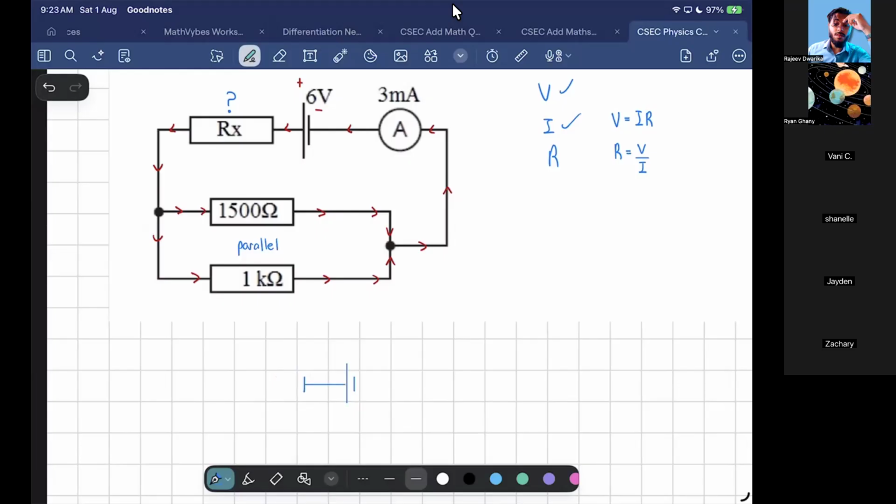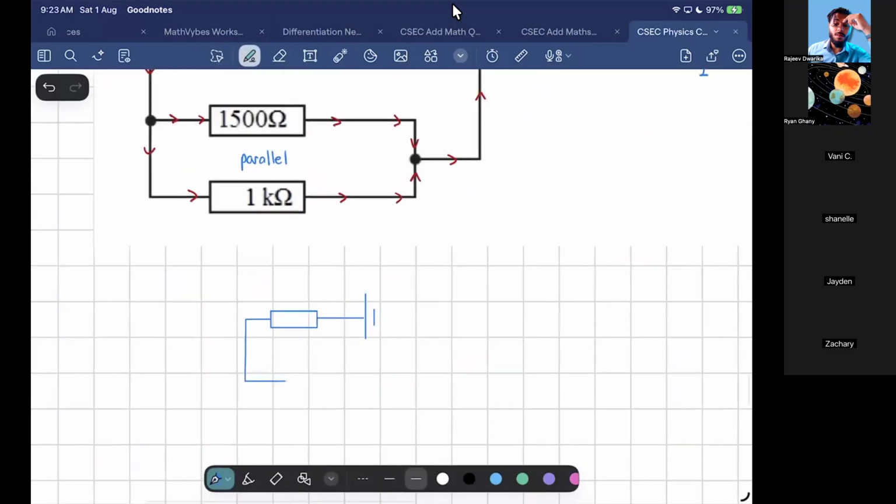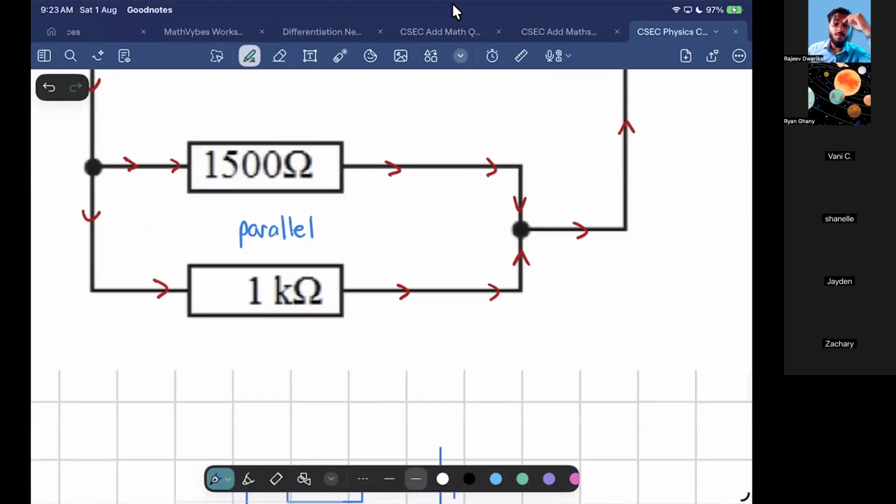So this is Rx over here. And guys, how am I gonna combine these resistors here? Okay, so we have two resistors in parallel, so you could say R subscript P to indicate you're gonna add resistors in parallel. So tell me, what would I do, Vanny or Chanel? How am I going to combine these two resistors, seeing that they're in parallel?